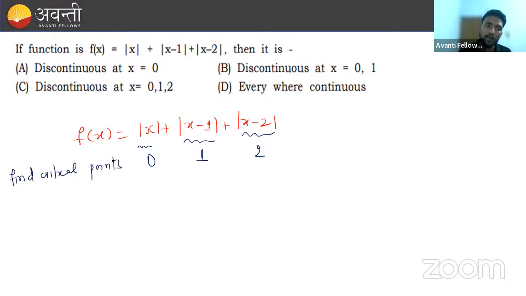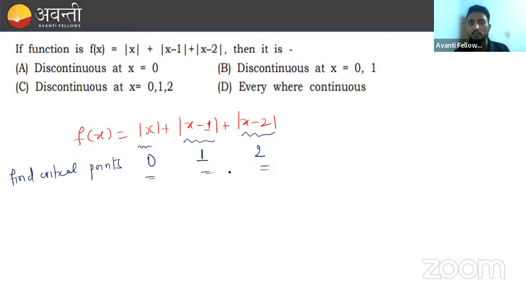And then what you have to do now? Apart from these 3 critical points, everywhere the function will be continuous only. This is common. Why am I saying this? Because apart from these 3 values, if you take any value, you will get a polynomial function, and a polynomial function is always continuous. Then you have to just check the continuity of the function at these 3 points only, 0, 1 and 2. Only at these 3 points you have to check whether the function is continuous or not.